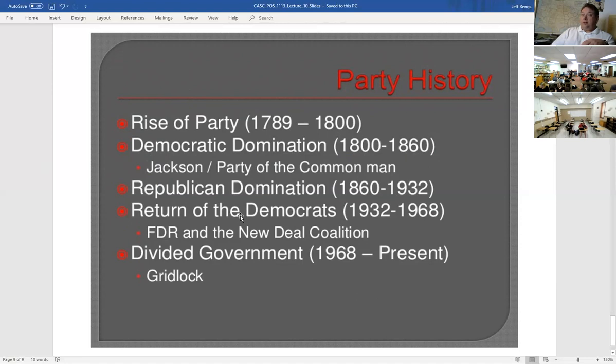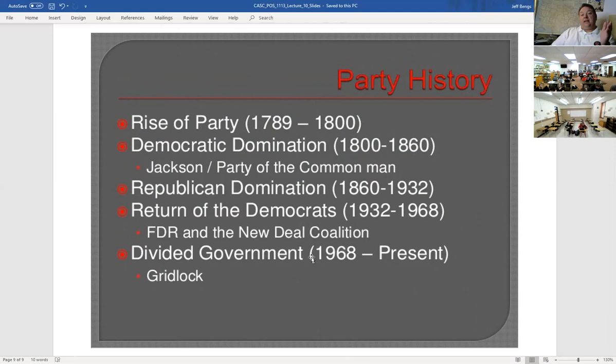Then the Republican domination, the return of the Democrats, a little Star Wars verbiage there, and then divided government, 1868 to the present day, which has been a 150-year period. We see now basically a back and forth.